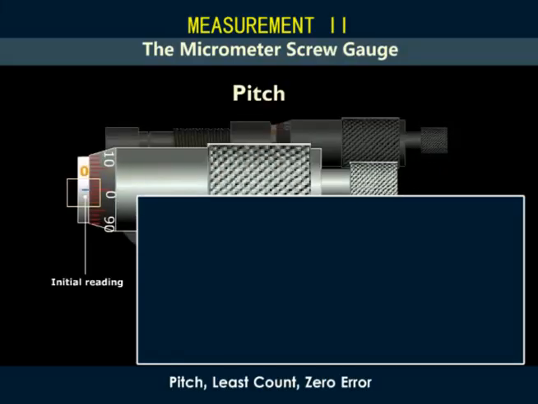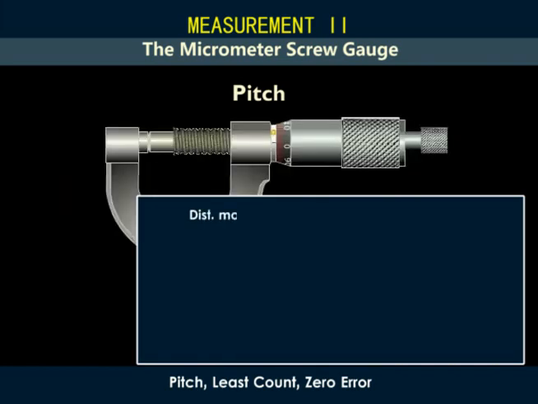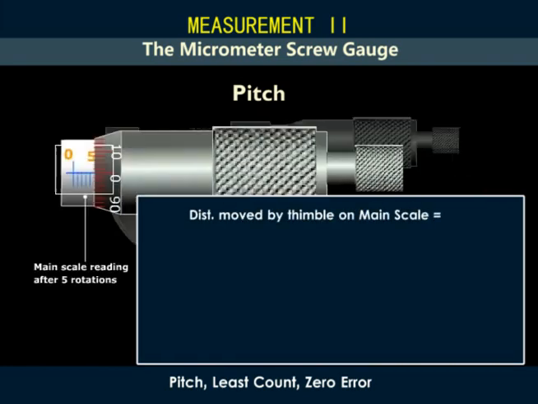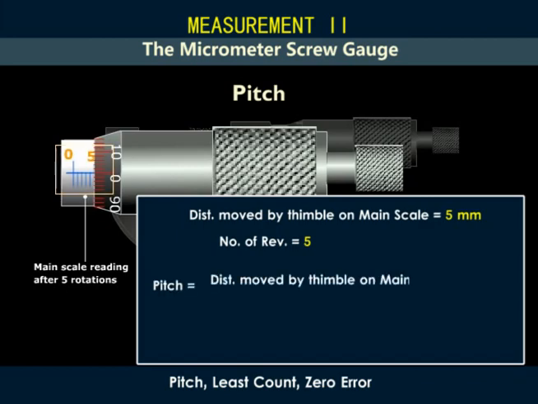We rotate the screw 5 times and record the distance moved by the main scale. In this case, it is 5 millimeters. The number of revolutions is equal to 5. So, pitch is equal to the distance moved by the thimble on the main scale over the number of revolutions.